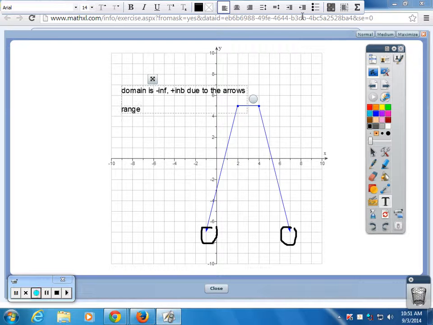Range is from negative infinity to what? 5. And it's inclusive of 5, so that would be a bracket. And infinity, of course, would be what? Parenthesis, and that's what would be up here also. And I can't go back up there, so I'm not even going to try it. Now it won't work.